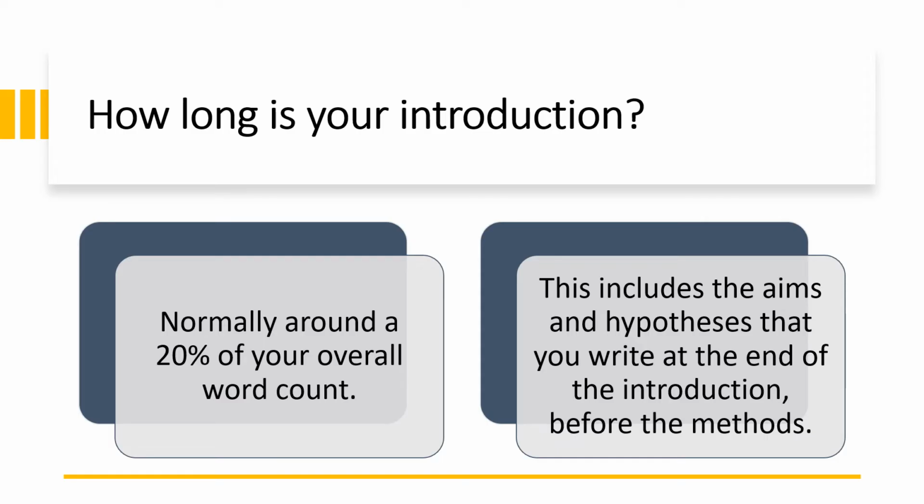The introduction is the first thing that we should write. It's normally around 20% of your overall word count. So if you are writing a 5,000 word article, for example, your introduction should be around 1,000 words. Give or take, how long is a piece of string? This is just a guideline to follow based on the style and type of your research question.